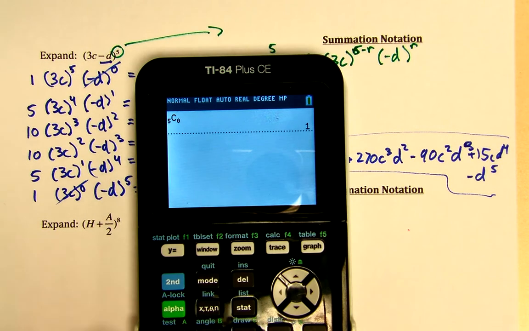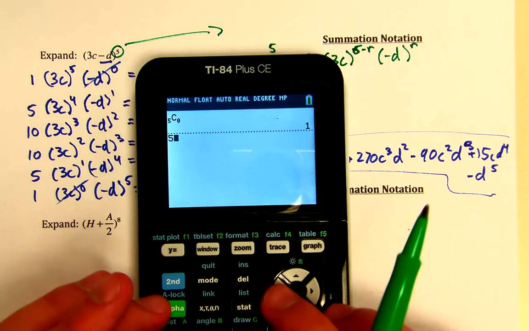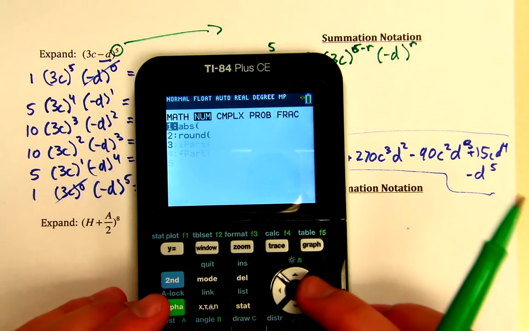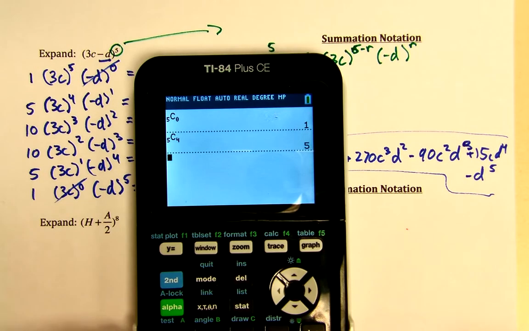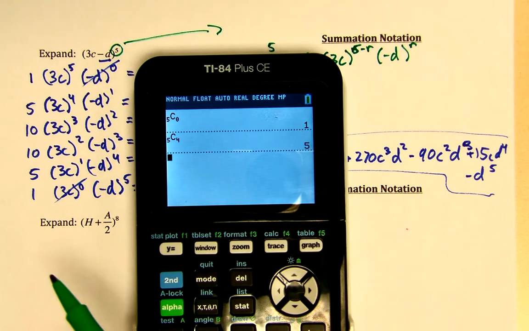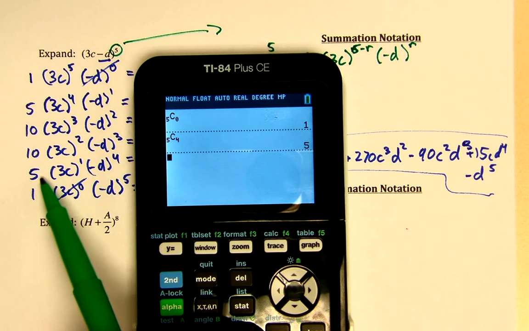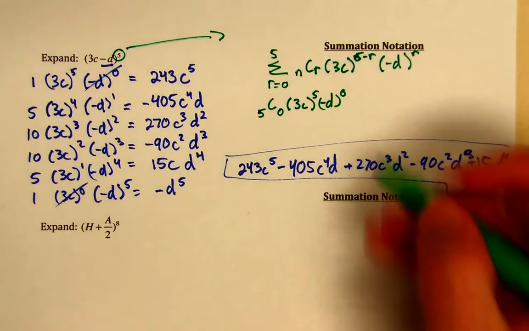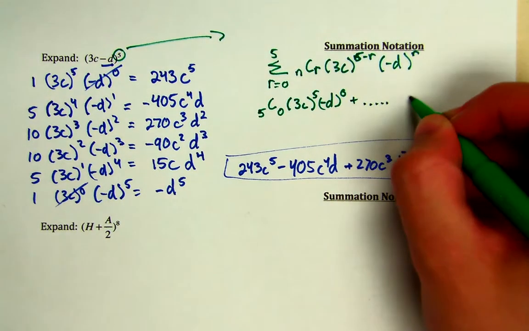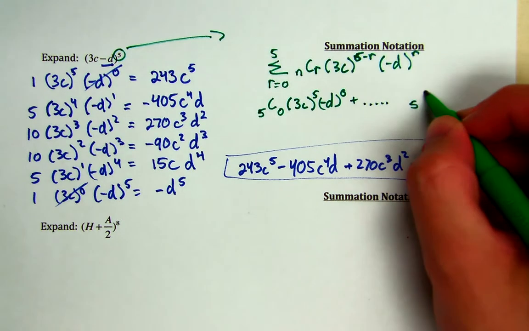I get 1. Well, what's 5 choose 4? Let's just go with that. So 5, math, probability, choose 4. It's 5. Again, 5 choose 4 is going to be this term here. So that's how I got all of those terms in my expansion. So you can keep going there, plus, dot, dot, dot. The last term will be 5 choose 5.